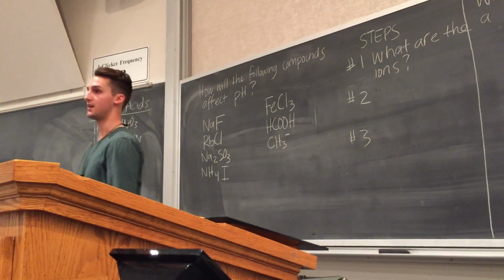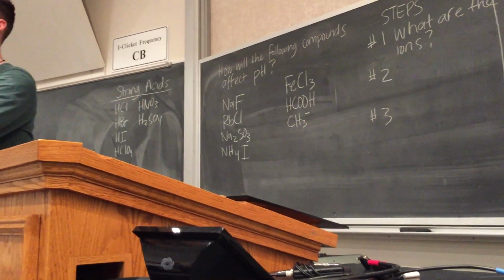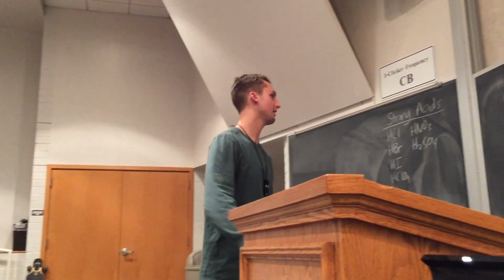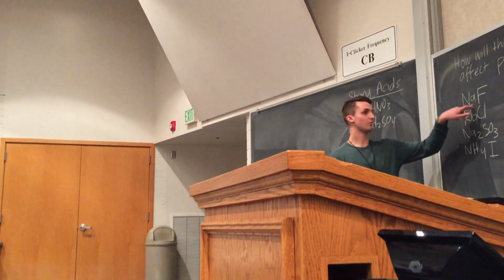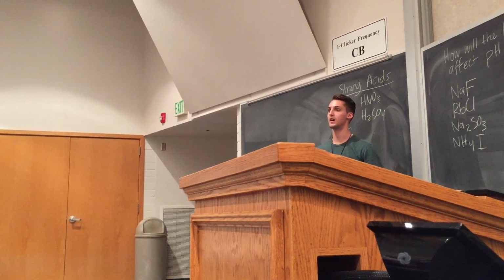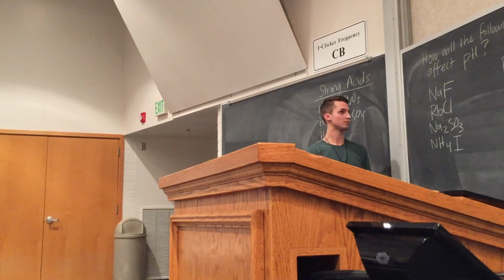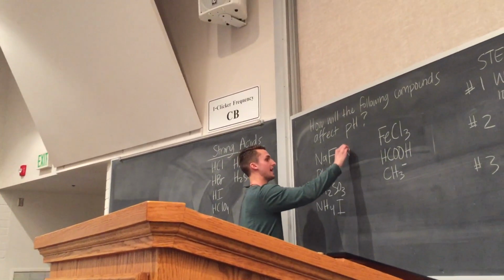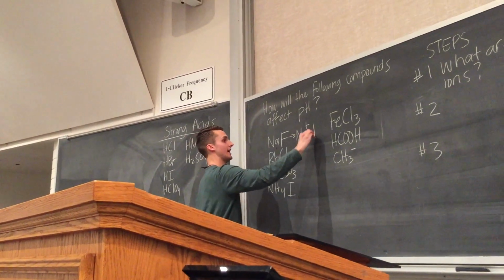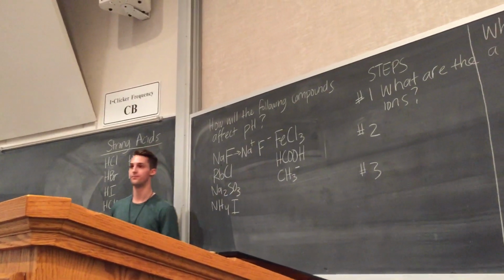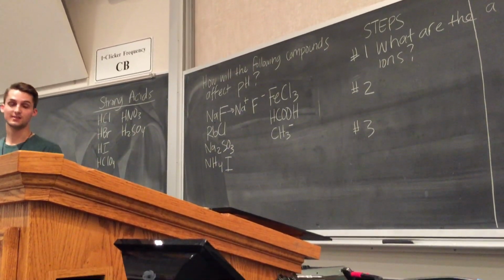Okay, what are the ions? I've got this ionic compound, but if I were to dissociate that, what 2 ions are present? Okay? So, let's start with this sodium fluoride. What are the ions? Sodium and fluoride, okay? So I have an Na plus ion, and I have an F minus ion. So it's as simple as that.